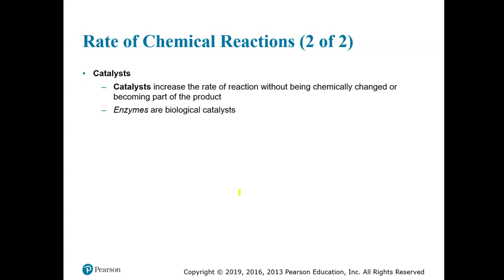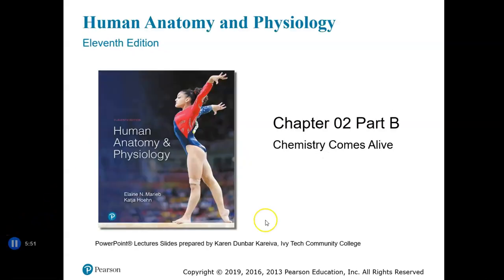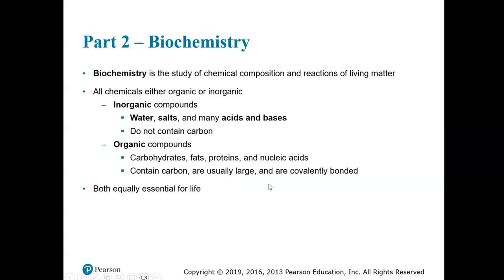Now, a catalyst will speed up the rate of a chemical reaction. It'll cause it to go faster. Biological catalysts are enzymes. Enzymes are almost always proteins, so we say they're protein catalysts. Now we're moving into the Chapter 2, Part B slide set, and we're going to start with our larger molecules called macromolecules. So we need a few definitions.